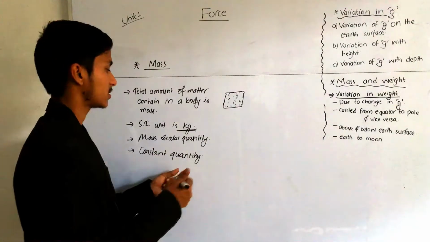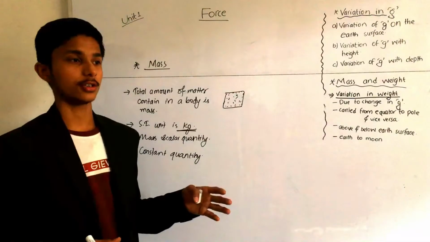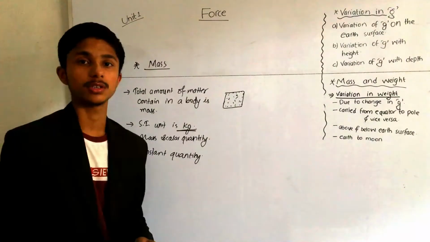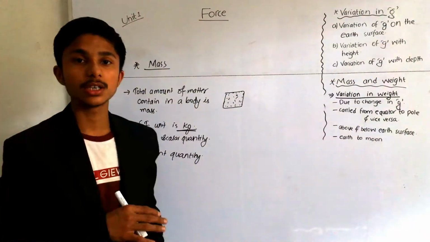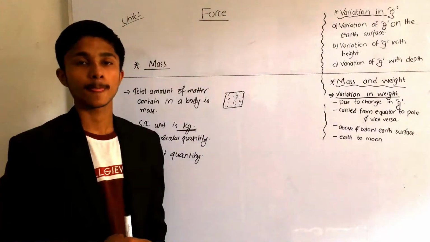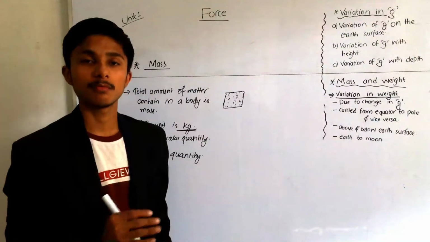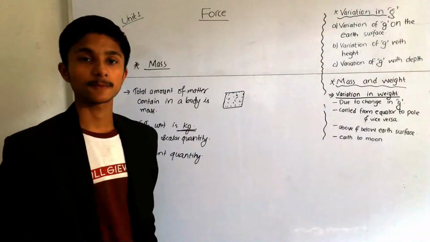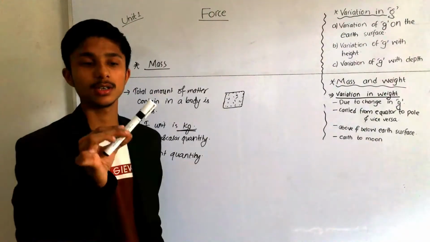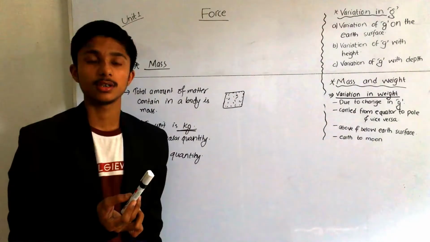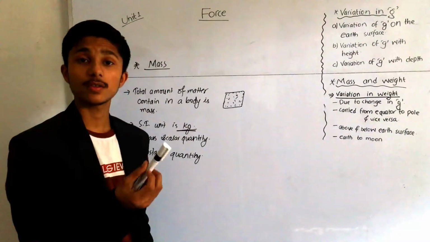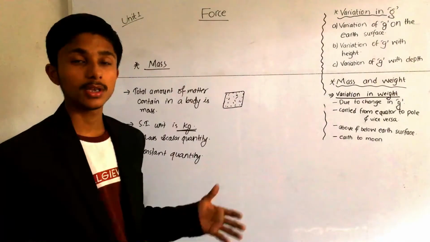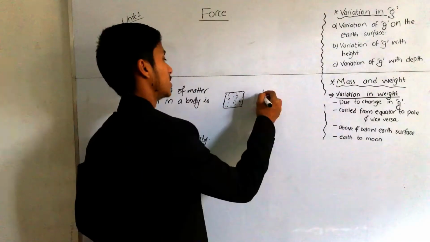It means mass has only magnitude. Okay, and here this is a constant quantity. It means the value of mass does not change. Wherever you go in the universe, the mass of the object remains constant. Suppose the mass of this marker is 1 kg. Then when I measure the mass of this marker on the Earth, its mass will be 1 kg.